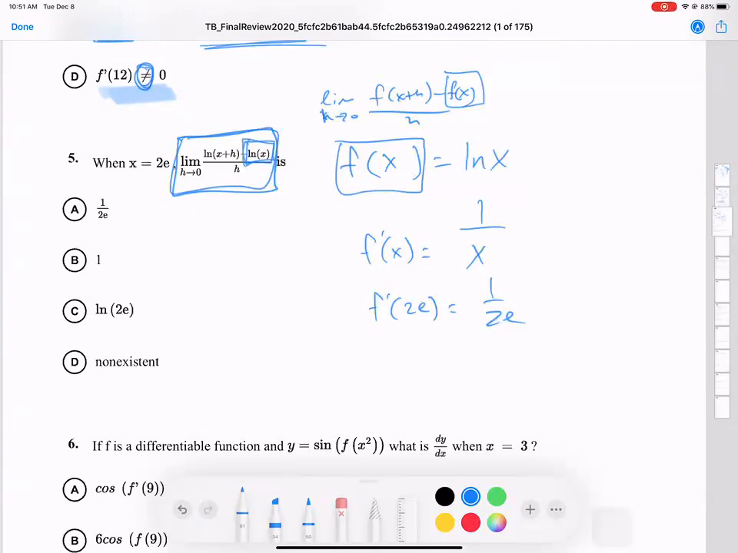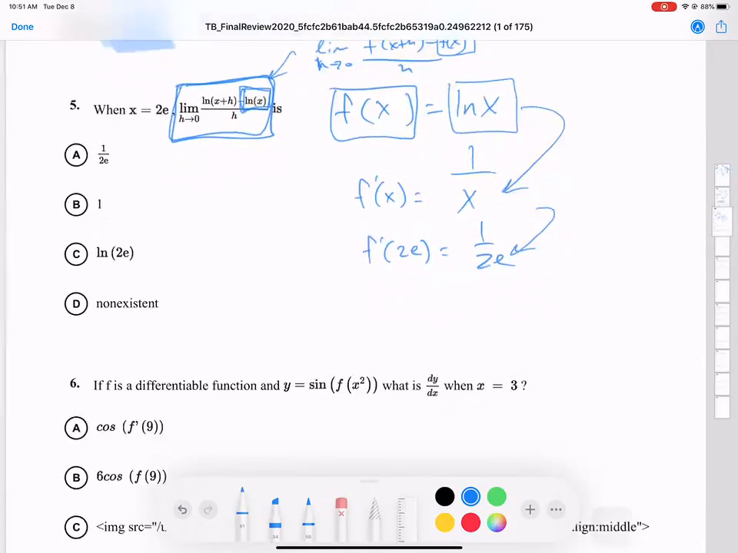So 2e is similar to ln x? No, for the ln of x, we first take the derivative, and then we plug in the 2e at the very end. Unless you want to remember how to combine logs. If you're subtracting logs, you're dividing logs, FYI.